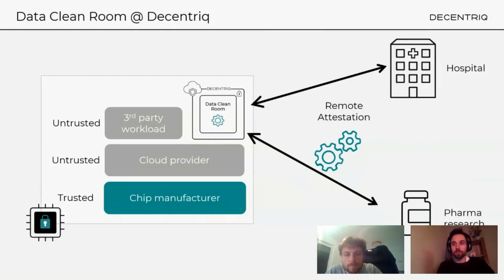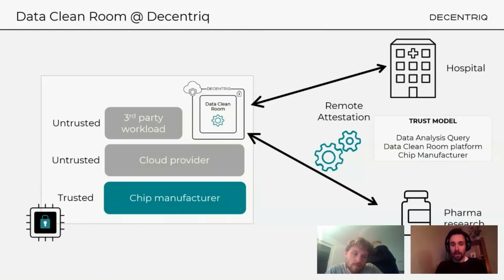This is really cool technology, and it allows us to build really cool use cases. For example, at Decentriq, we're developing a product that is running a data clean room on top of confidential computing technology. And this data clean room allows two mutually distrusting parties to collaborate on data without sharing the raw data. So a pharma research company can perform analysis on patient data owned by a hospital without ever accessing the raw data. And once again, it's enforced through remote attestation.